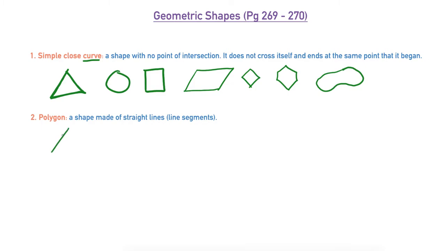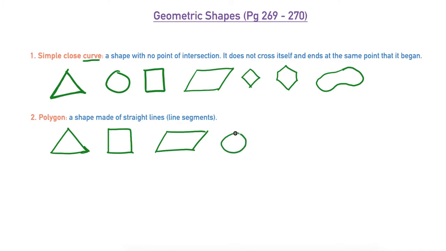Same thing. A triangle is a polygon because all of the shapes here are made out of straight lines. Okay, I know it's not very straight. All right, a square is a polygon because it's made out of straight lines. All the sides are just straight lines or line segments. Here, later on, we'll learn that this is called a rhombus. All right, so a rhombus is a polygon because all the sides here are just straight lines.